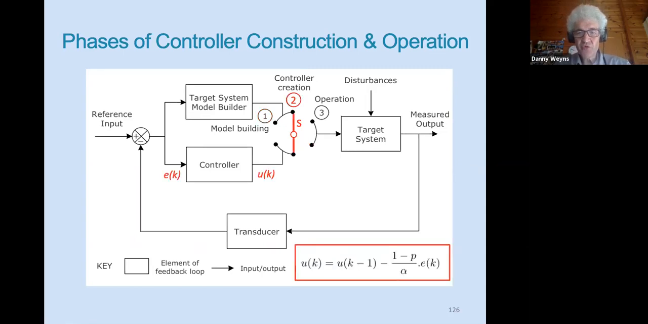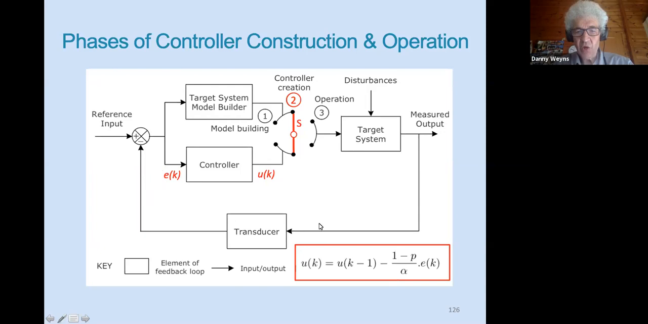Then we switch S to state 2, and then basically we configure the controller. The controller is in fact a mathematical expression that says what is the control output in function of the previous control output minus a product of, on the one hand, the error that you see.